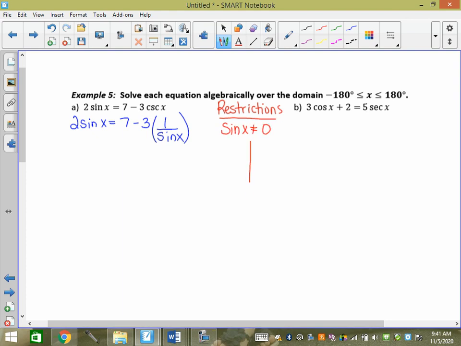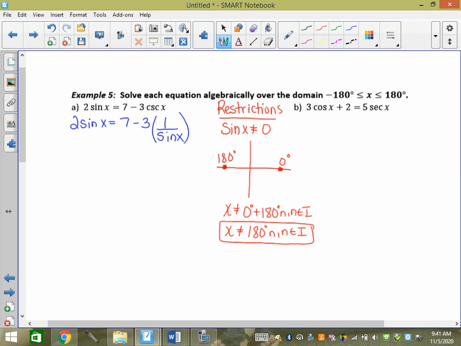Where does sin x equal 0? 0, here, here, here. It keeps going, right? And my domain is negative 180 to 180. So I'm going to go x cannot equal 0 degrees plus 180 degrees n, n an integer, or I could literally just write it as 180 degrees n, n an integer. So if it lands on any of those, it's extraneous. It's out. I circle it, put a line through it.